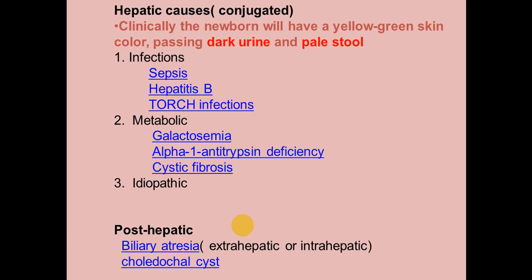Also, there may be obstructive, or post-hepatic, causes, like in biliary atresia, and there are two forms of biliary atresia, intrahepatic and extrahepatic, and choledochal cyst, which is a large congenital cyst of the bile canaliculi that compresses on the bile canaliculi, causing obstructive jaundice.